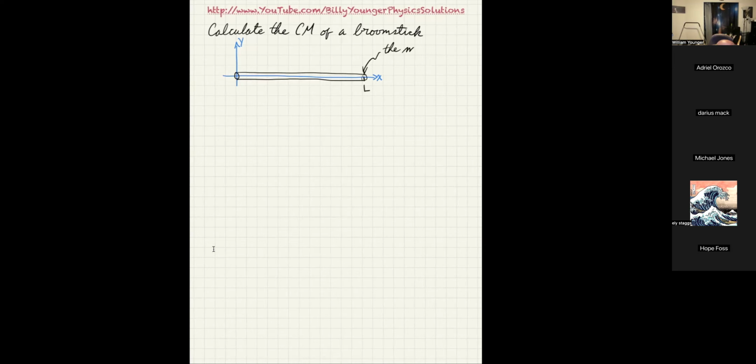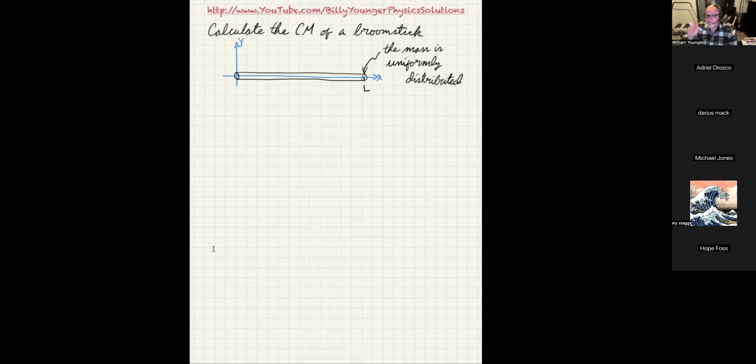And being that it's uniform, the mass is uniformly distributed. Good Lord, I wrote that so small, I know you're not going to see it. What does that mean? Well, that means in this case, it's acting like a one-dimensional object.